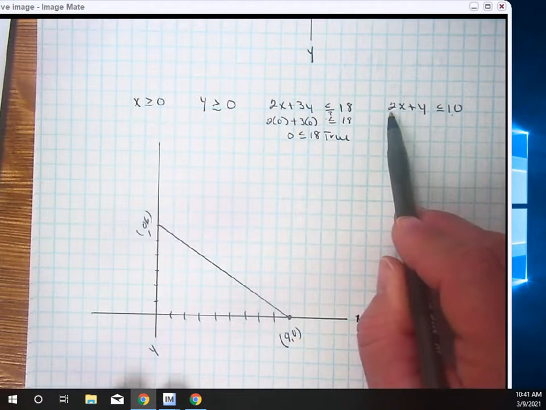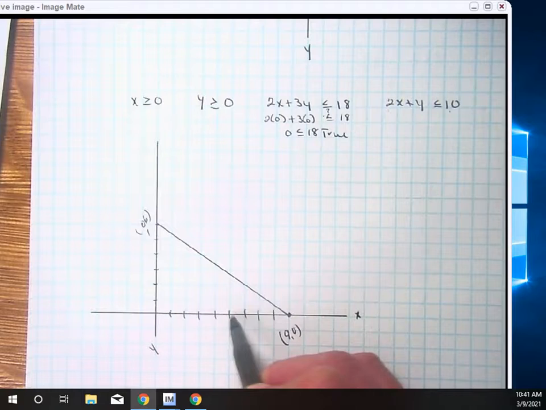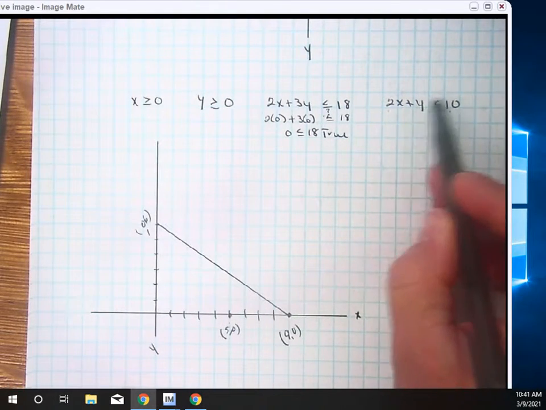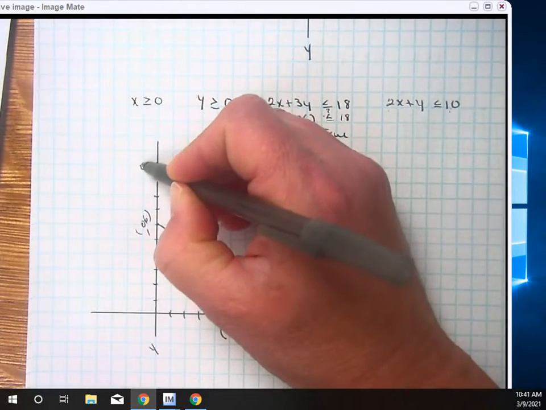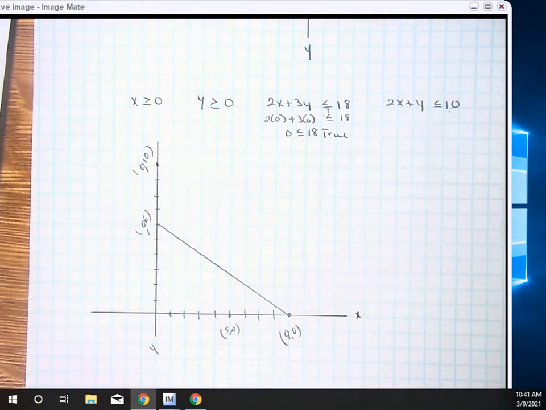10 divided by 2 is 5. 1 divides into 10 10 times. There's a line underneath it, so it's a solid line.